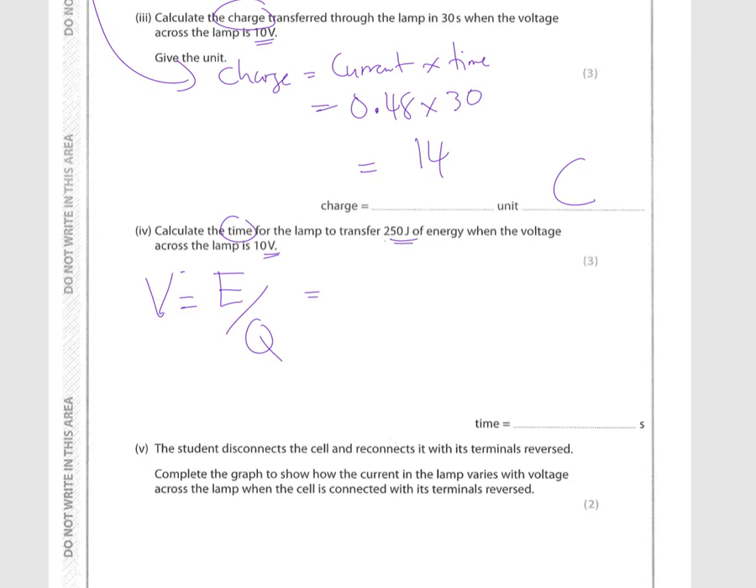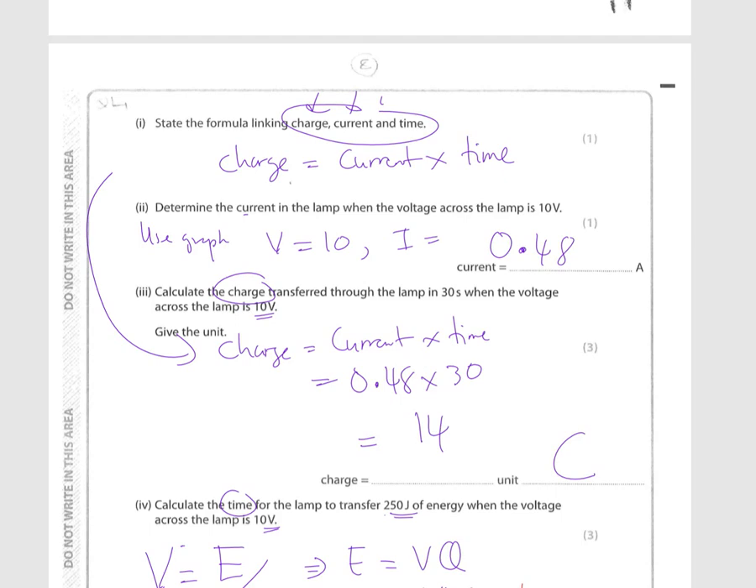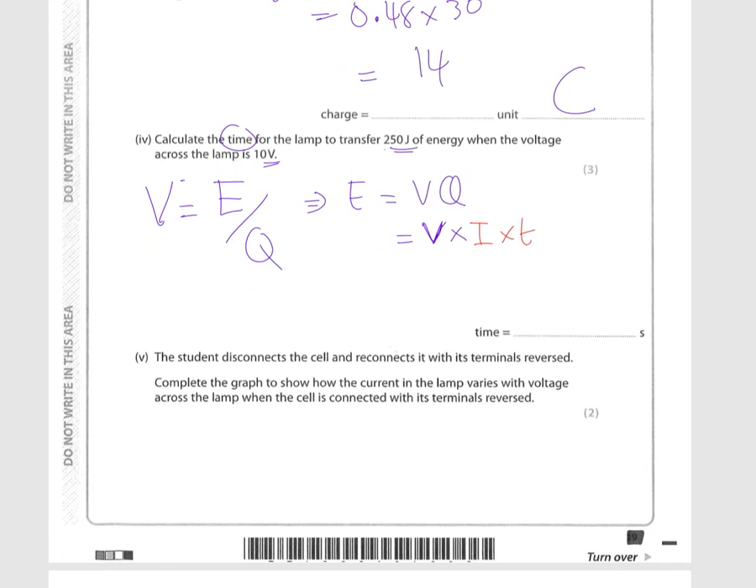Okay, so we're looking for energy. So I'll rearrange these equations. Energy is equal to voltage times charge. Now, voltage we know is V multiplied by charge. Now, charge we know. Charge is current multiplied by time. So if I go back, so here we go. Charge Q is equal to current multiplied by time. So I know this.